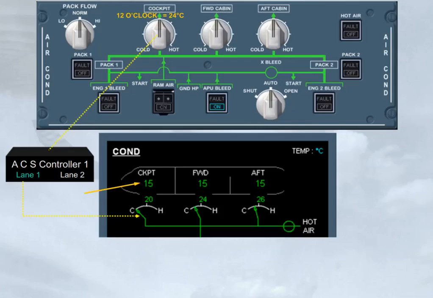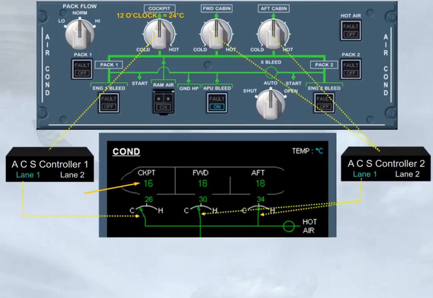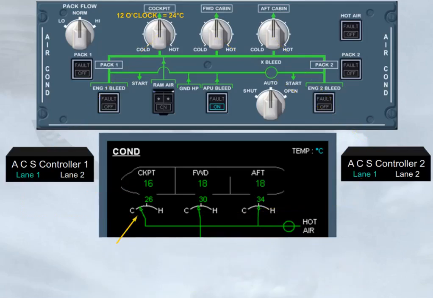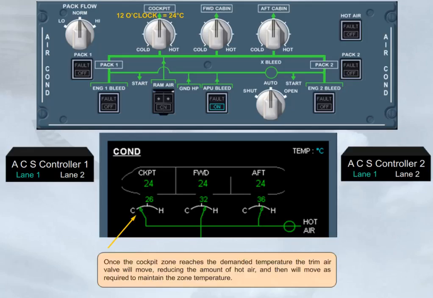Note, the cockpit trim air valve is controlled by the active lane of the ECS controller 1, and the forward and aft trim air valves are controlled by the active lane of the ECS controller 2. Due to this command, the trim air valve opens. The zone duct temperature increases, and so warm air is supplied to the cockpit zone, and the cockpit zone starts to warm up. Once the cockpit zone reaches the demanded temperature, the trim air valve will move, reducing the amount of hot air, and then will move as required to maintain the zone temperature.